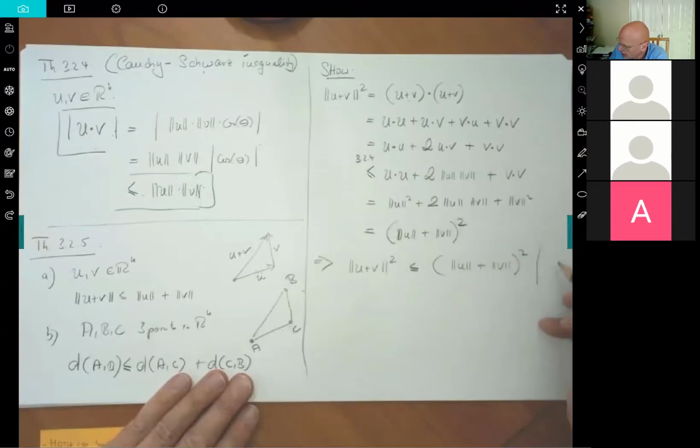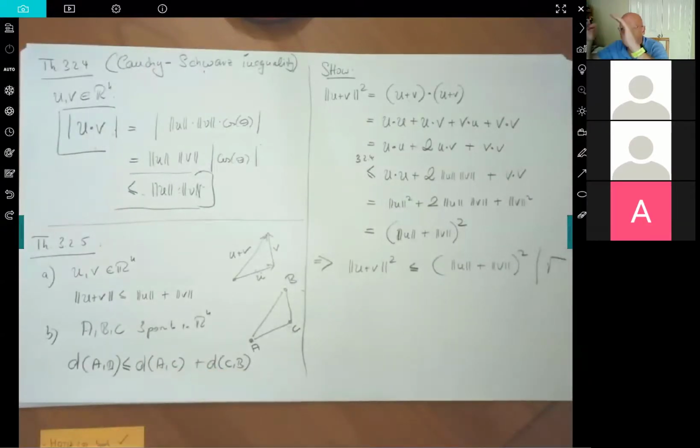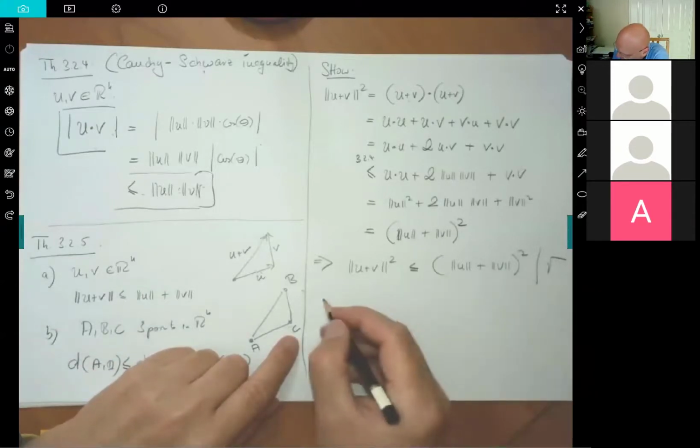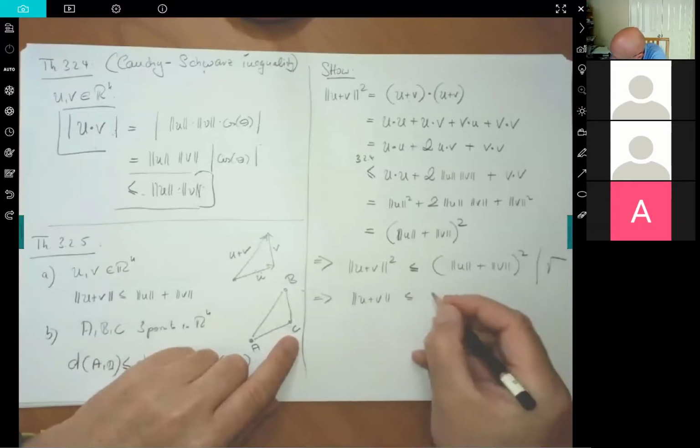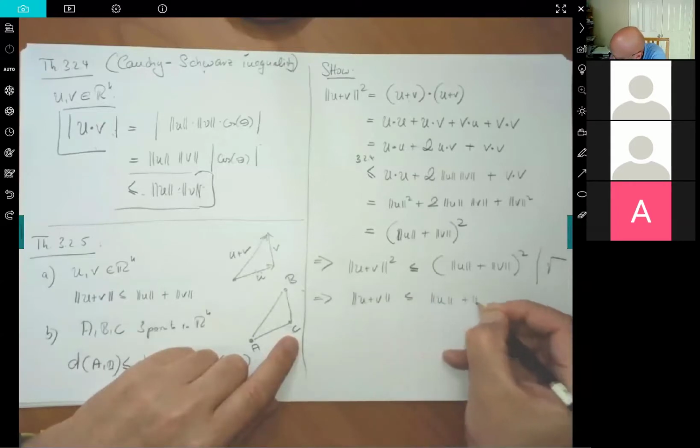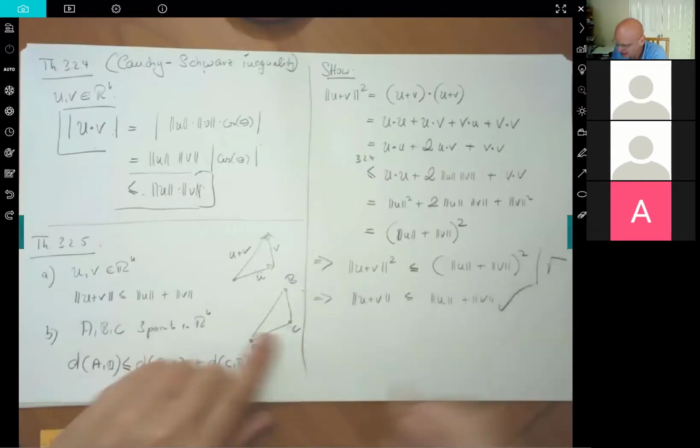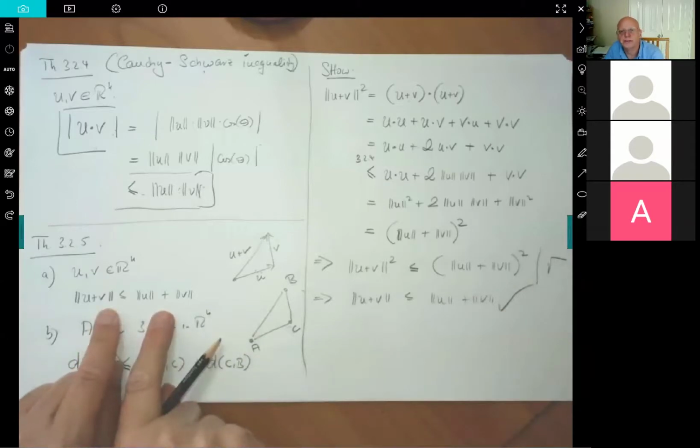And now we can take the square root on both sides. Square root is a monotone increasing function, so square root respects inequality, so it doesn't change inequalities. So when I take square root on both sides, it follows norm u plus v smaller or equal norm u plus norm v. And that's exactly what we like to show.